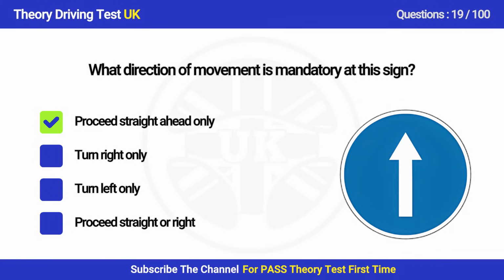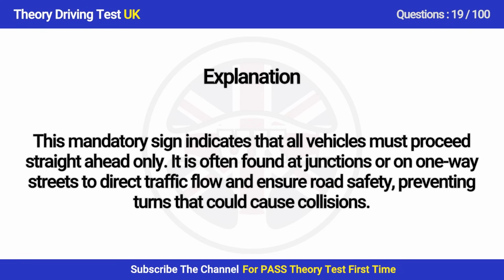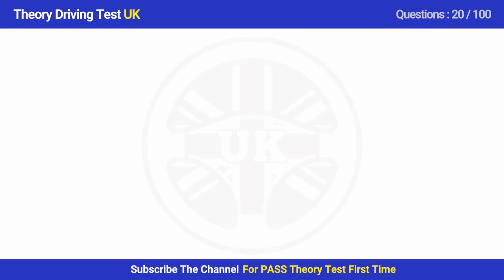Answer is A. Proceed straight ahead only. This mandatory sign indicates that all vehicles must proceed straight ahead only. It is often found at junctions or on one-way streets to direct traffic flow and ensure road safety, preventing turns that could cause collisions.